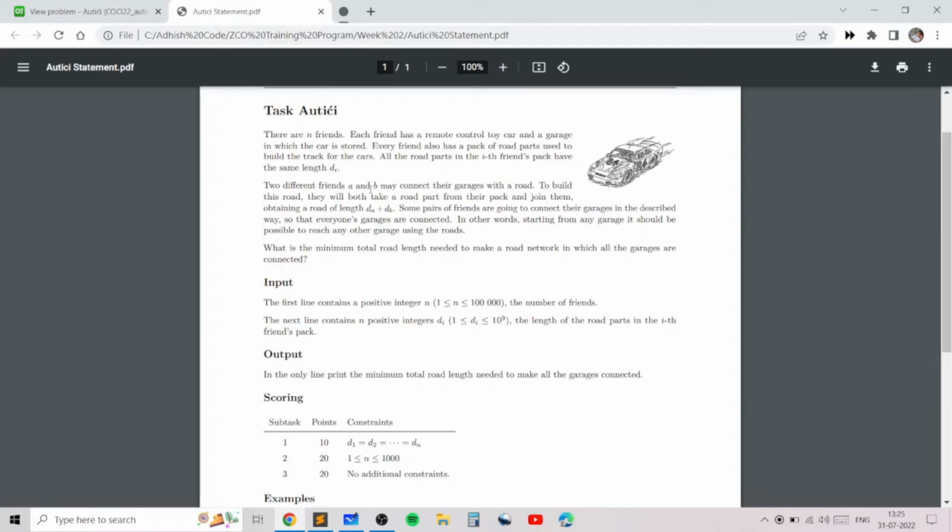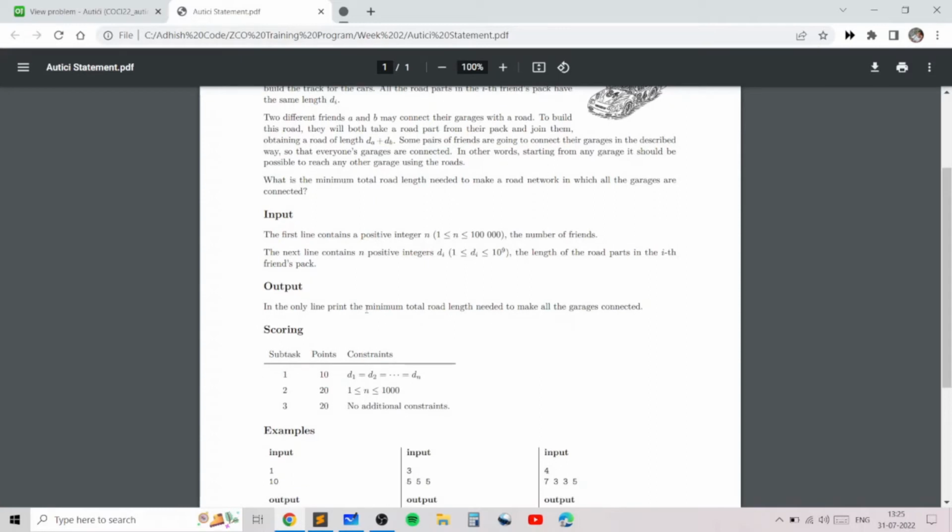So we need to ensure that D1, D2, D3 all the way up till Dn, all of them are connected together. And we need to find the minimum cost, or the minimum total road length, or the minimum total sum of the values of Di plus Dj when we are joining I and J in the optimal network, in the network in which all the garages are connected.